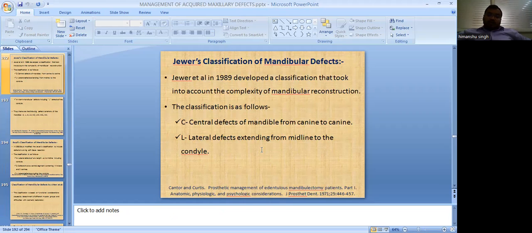Jewer's classification of mandibular defects. Jewer et al. in 1989 developed a classification that took into account the complexity of mandibular reconstruction. The classification is as follows. C: central defects of the mandible from canine to canine. L: lateral defects extending from the midline to the condyle.